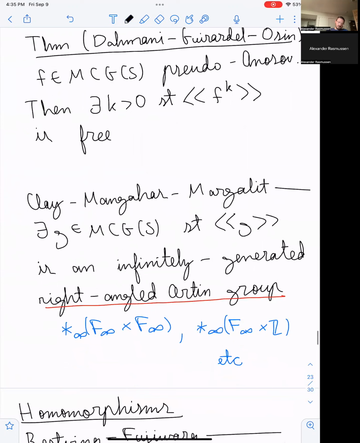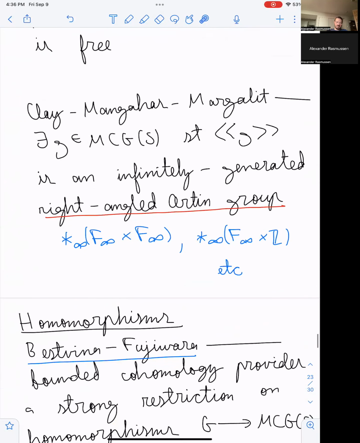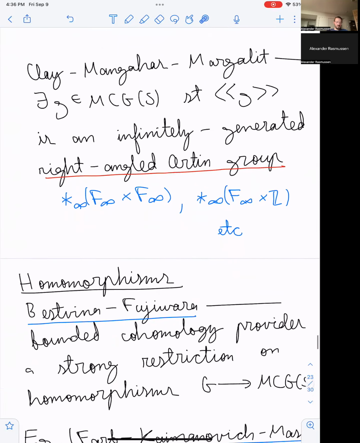This was very recently extended by Clay, Mangahas, and Margalit to cover the case of certain reducible mapping classes as well. So there are some reducible mapping classes which normally generate infinitely generated right-angled Artin groups. So these are groups where the only relations are coming from elements commuting. So you get, for instance, infinite free products of direct products of finite rank free groups, all kinds of other exotic infinite products. So these can be quite complicated, basically.